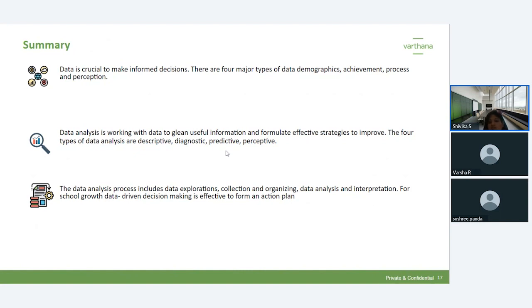These data analysis tools help you do effective interpretation of the data, and this will help you grow your school effectively, as data-based decision making is effective, and we have seen it through this session. Also, whatever tools I have shown you, we will be sharing each and every tool with you along with this deck.